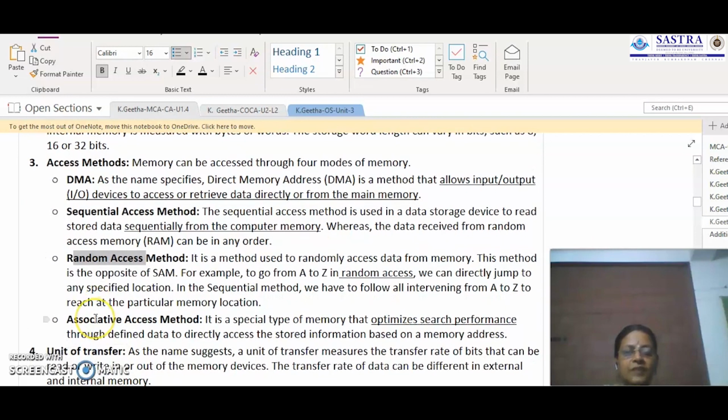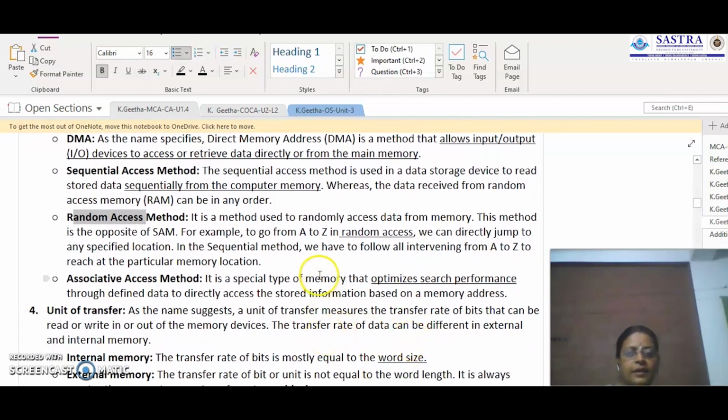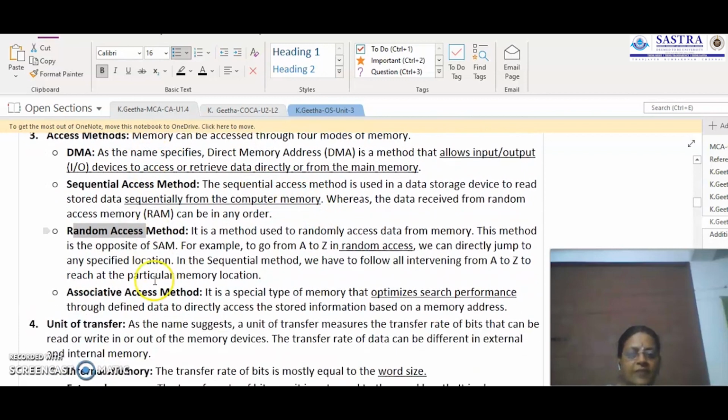Then comes associative access. Associative access is a special type of memory which is meant for optimizing the search performance. How it optimizes the search performance will be discussed later, at the end of this chapter, under the topic associative memory. So based on these access methods, we have these classifications.